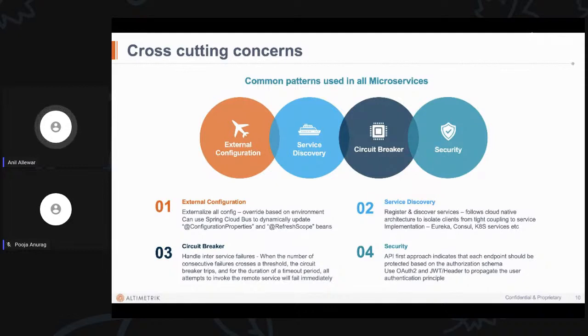And then within the Spring Cloud ecosystem, you can use Spring Cloud Bus to dynamically update these properties for beans that are annotated with configuration properties and refresh scope.